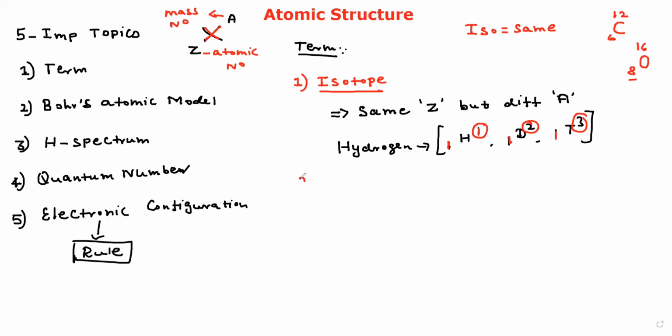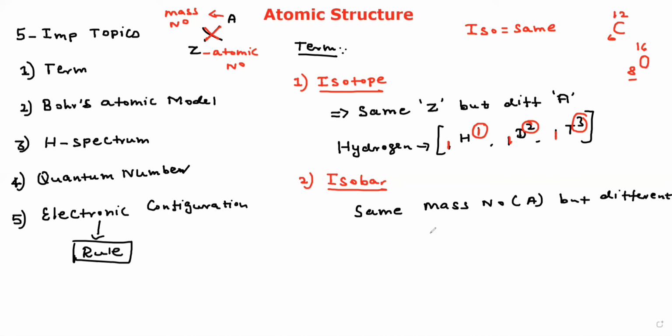And number 2, please note, isobar. What is isobar? Same A value, I mean same mass number, but different atoms. What is a different atom? The number of protons is different, and the number of neutrons is also different. Understand? Now, for example, I take argon.